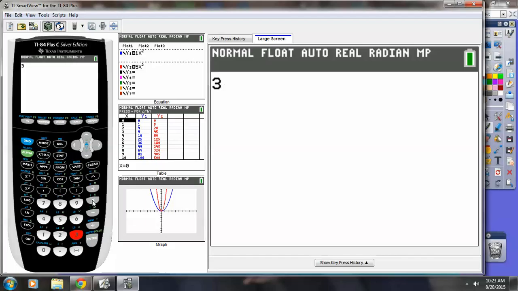First of all, if we just had 3 minus 5, you could type in 3 minus 5, hit enter, and that will give you your answer of -2.